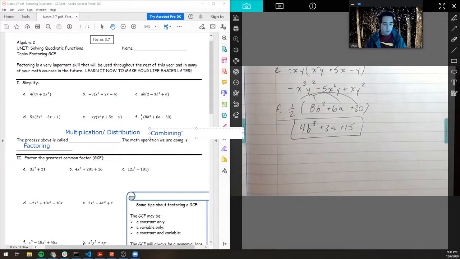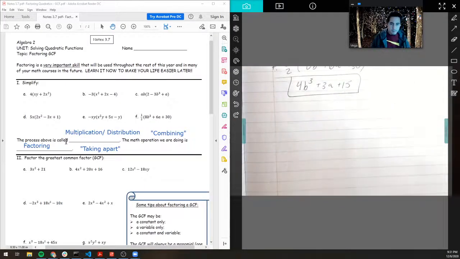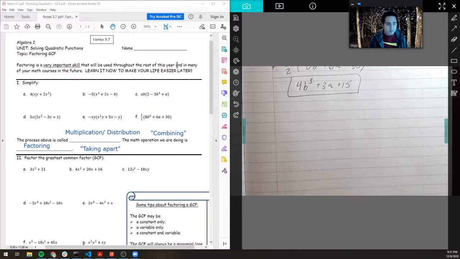Right, I'm putting it in quotes because it's not really what we're doing. We're kind of combining, and then factoring is really taking apart. I'd say it: multiplication, distribution, combining. Factoring is really taking apart. How can you take apart something? How can you break something up and see what they have in common, and then break things down? So that's essentially what we're doing.